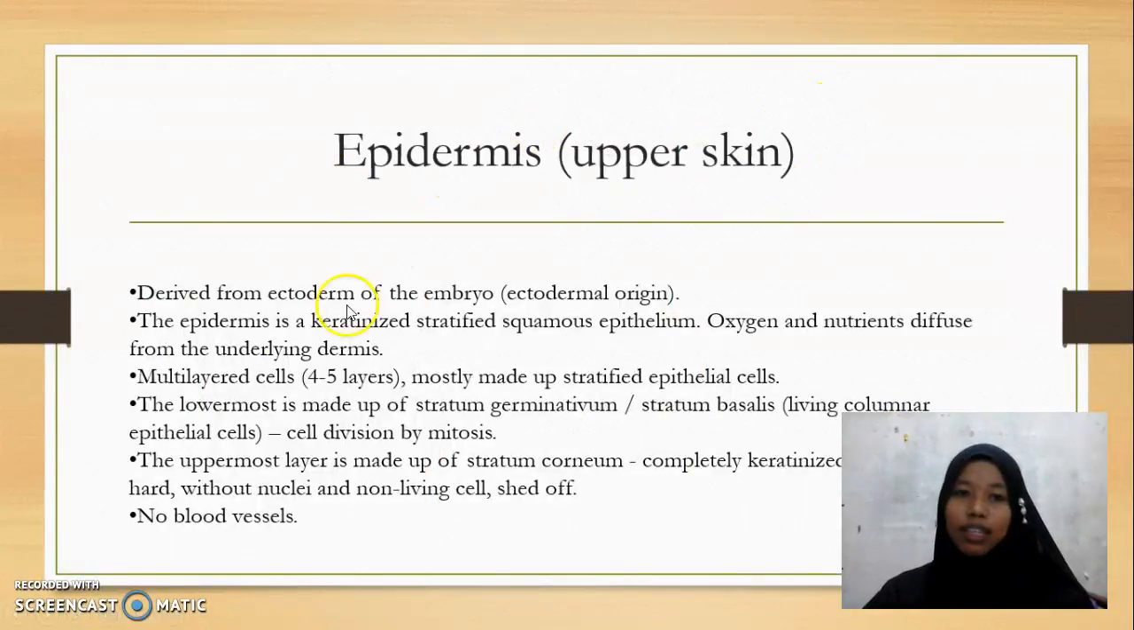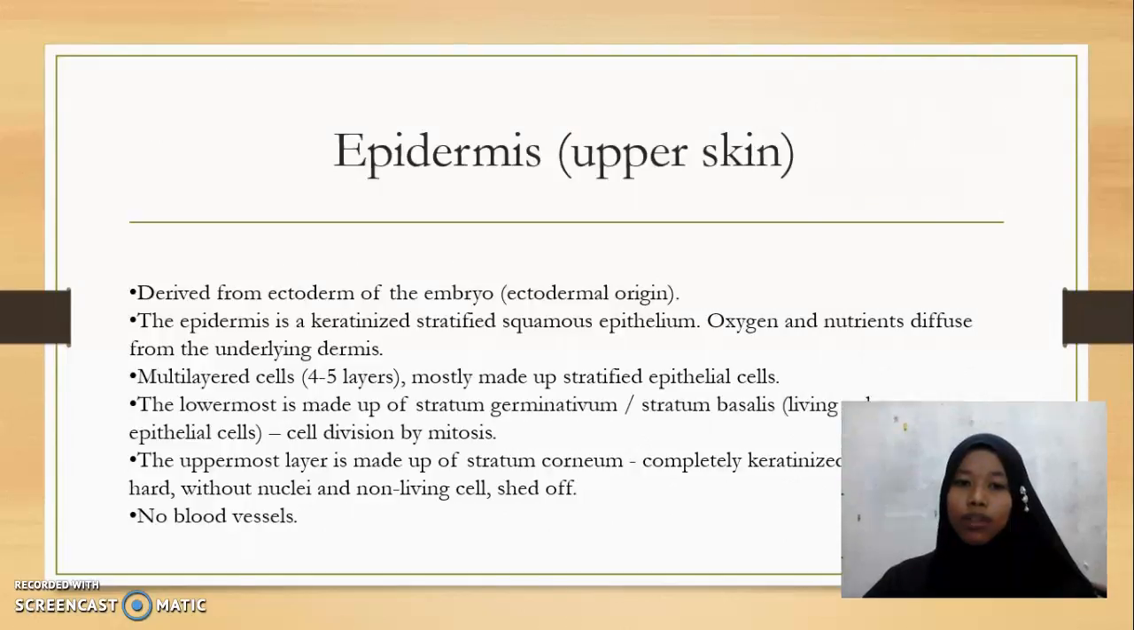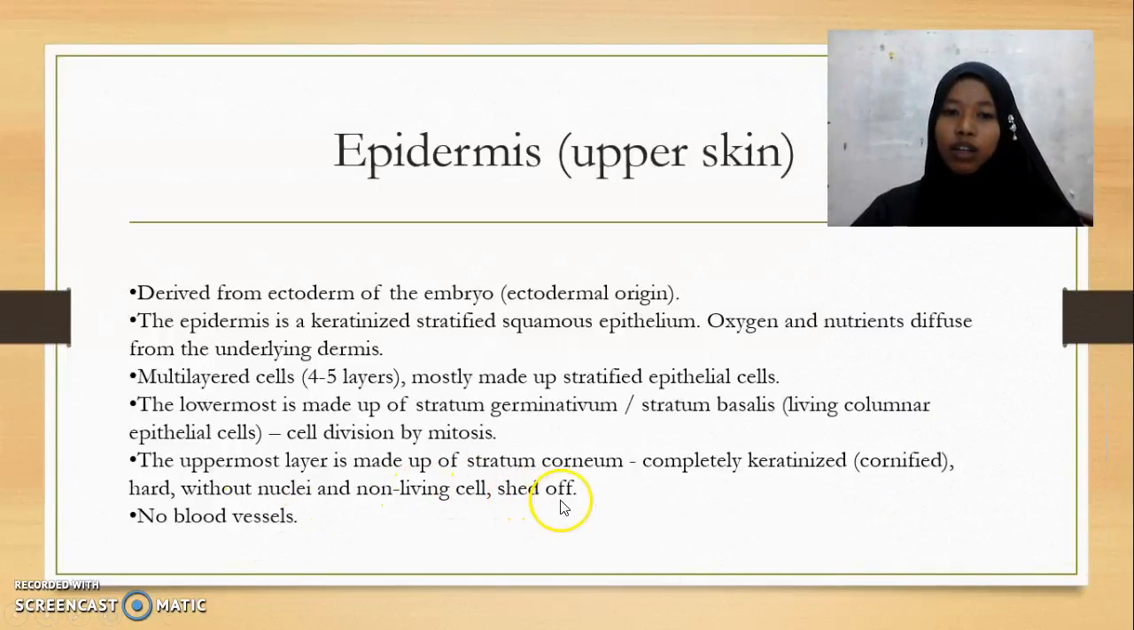The epidermis is the upper skin. It is derived from the ectoderm of the embryo, so it has ectodermal origin. The epidermis is a keratinized stratified squamous epithelium. Oxygen and nutrients diffuse from the underlying dermis. The multilayer of cells is about 4 to 5 layers, mostly made up of stratified epithelium cells. The lowermost is made up of stratum germinativum and stratum basale, living columnar epithelium cells, where cell division, which is mitosis, occurs. Next, the uppermost layer is made up of stratum corneum, completely keratinized, cornified, hard cells without nuclei, and non-living cells that are shed off. The epidermis does not have any blood vessels.